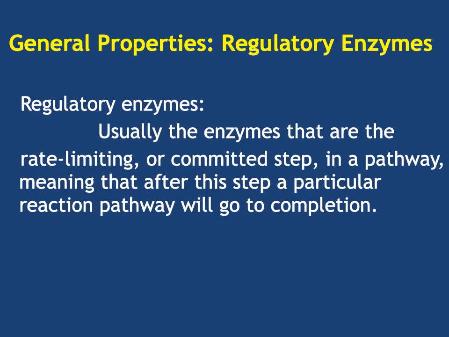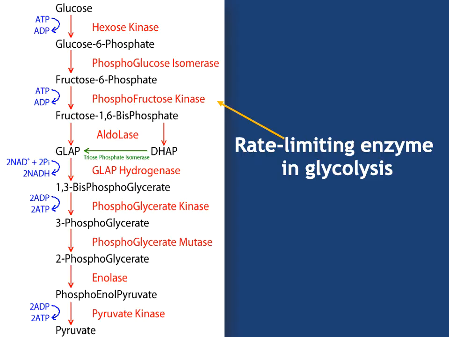So again, usually these regulatory enzymes are the enzymes that are rate limiting or the committed step in a pathway, meaning that after this step, a particular reaction pathway will go to completion. So one example, of course, you have been memorizing this, is the rate-limiting enzyme found in glycolysis. So these are examples of your regulatory enzymes.